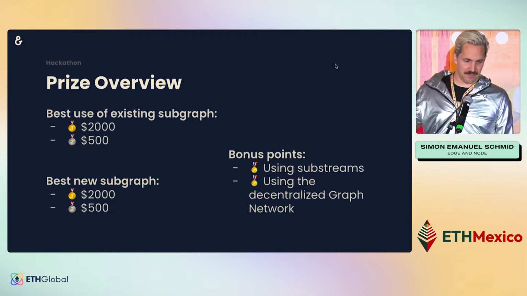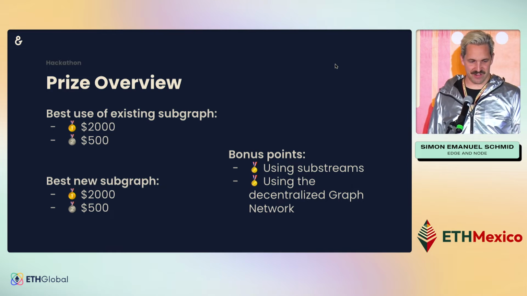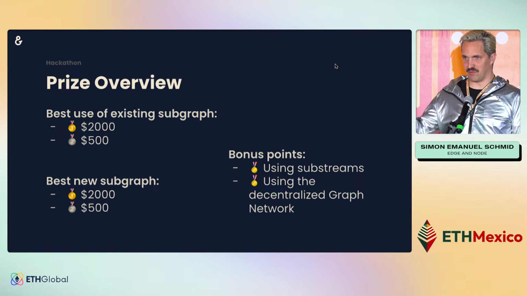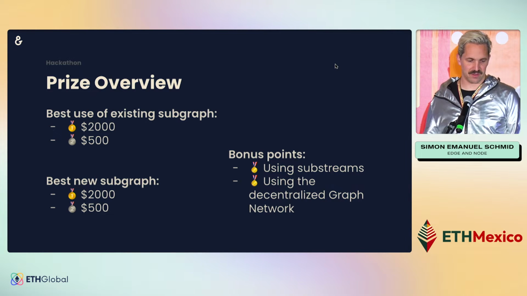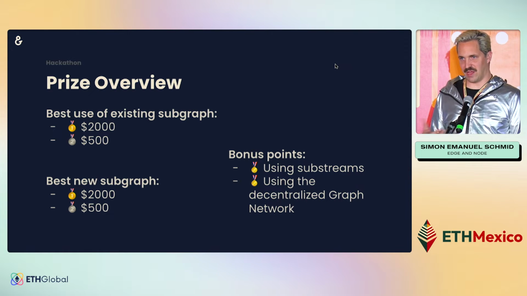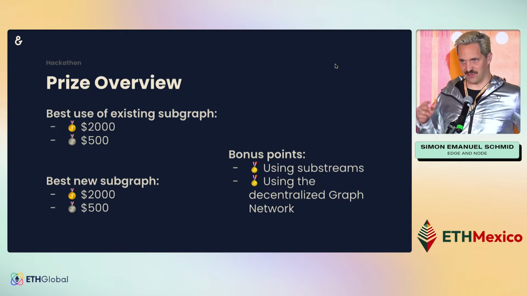But again, to get back to what we can do here: there are 2 bounties from The Graph, and I'll show you how to get those now. There's the best use of an existing subgraph, which is a little bit easier. So we have a winner and a runner-up. The winner gets 2K and the runner-up 500. And then the best new subgraph, which is more heavy, but also more cool to do, is the same.